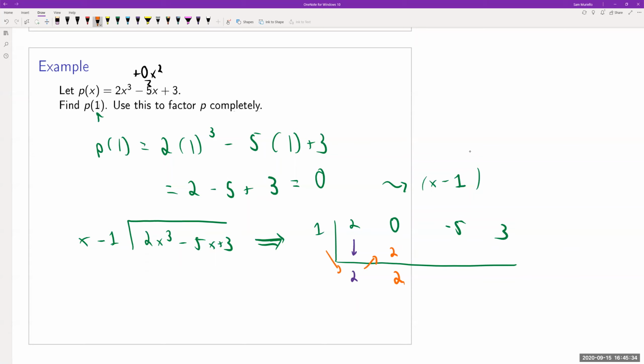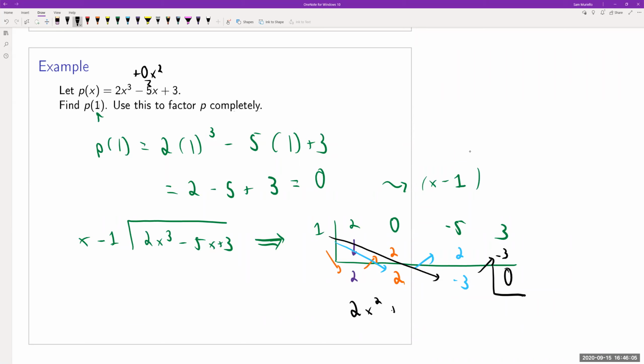Then we will multiply the 1, giving us a 2. Multiply this here, giving us negative 3. And finally, zero. Now, we were expecting a remainder of 0. We knew this was going to happen based on the factor theorem. We just plugged in 1 and we got out 0, so there should have been no remainder. That's good. It means we did this correctly.